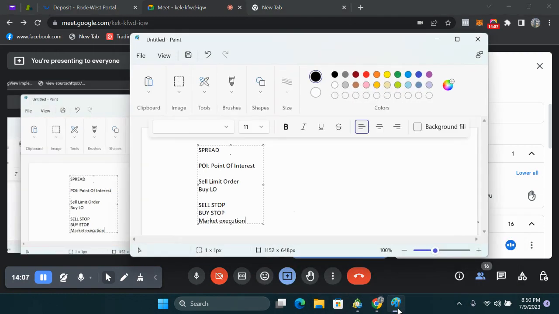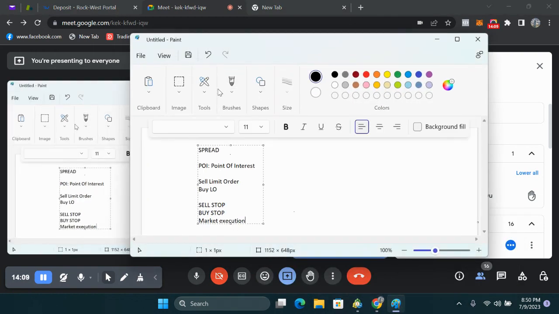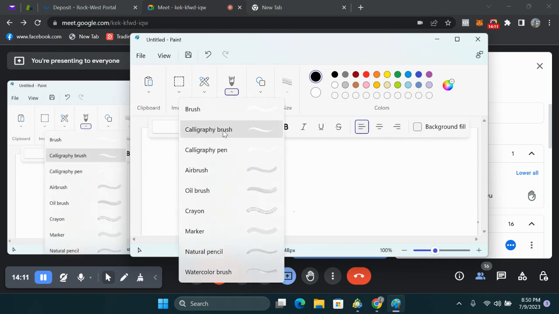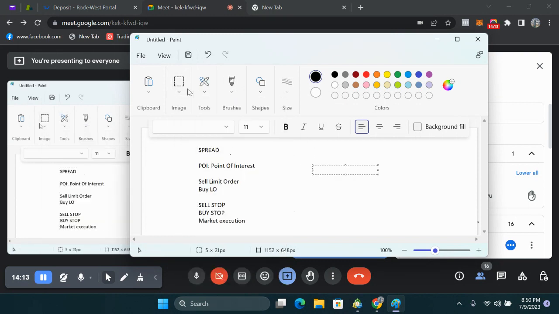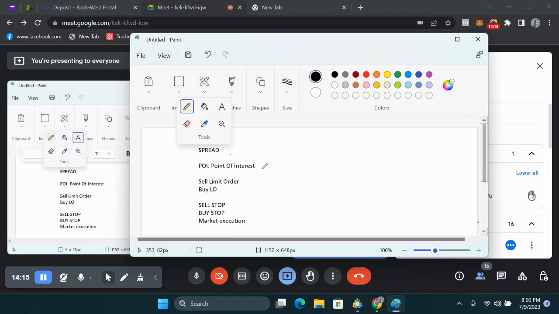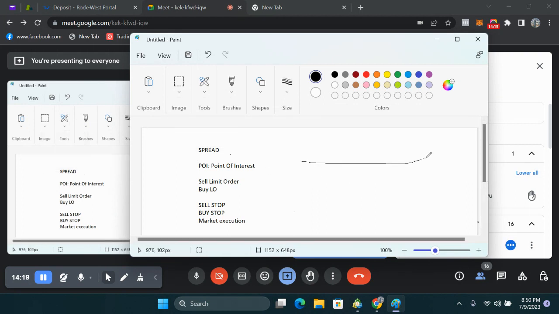Let me use this. Okay, so now let's say the price is at this point. Please, I hope you guys can see my screen. Please, if you can see my screen, let me know, and if you can't, let me know. All right, thank you very much.